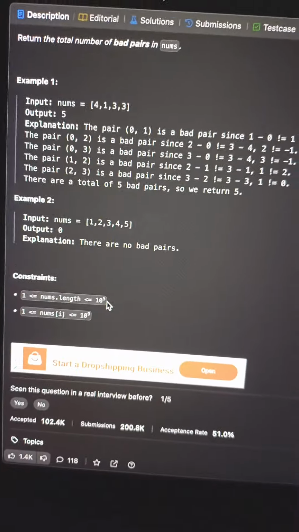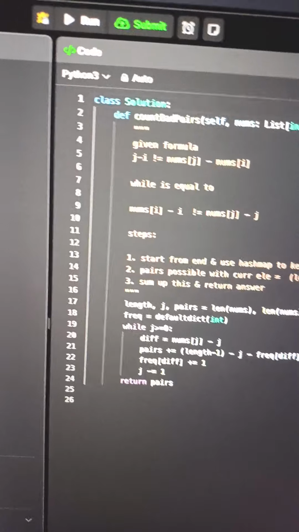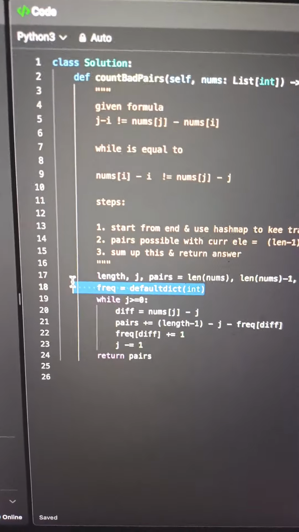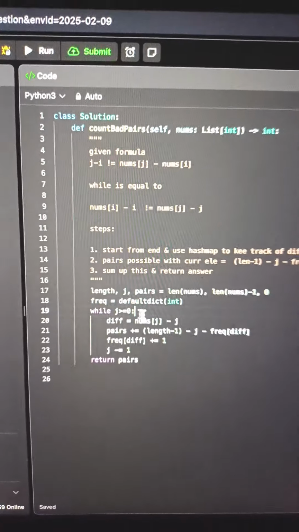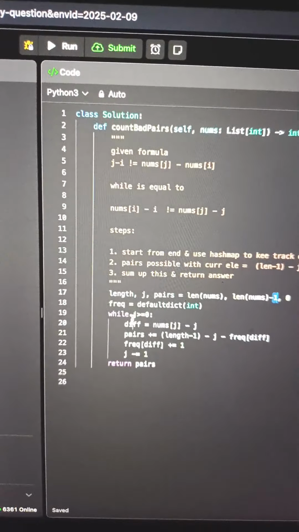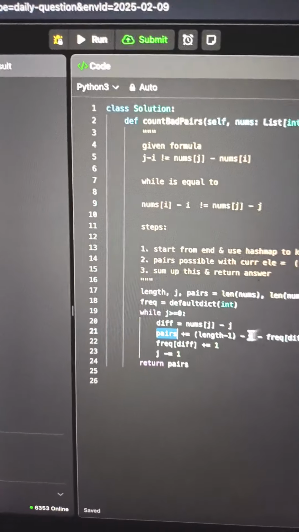And if you see, the constraint is given as 10 to the power 5, so we have to find an O(n) solution. Coming back to the code, I have taken the length of the array, and I am using a hash map over here. Default dict is used so we don't have to care whether the keys are present in the dictionary or not. I am looping from the last. You can see j is initialized with the last element. I am taking the difference, and then counting the pairs. Pairs should be length minus 1, that is the last element.